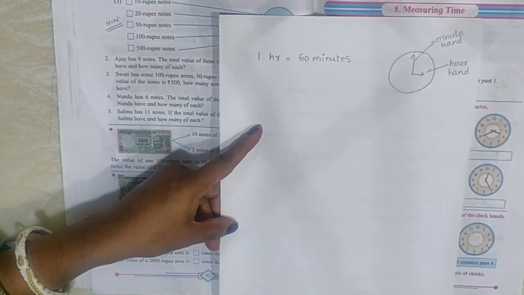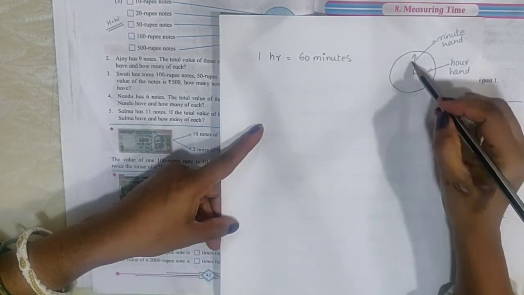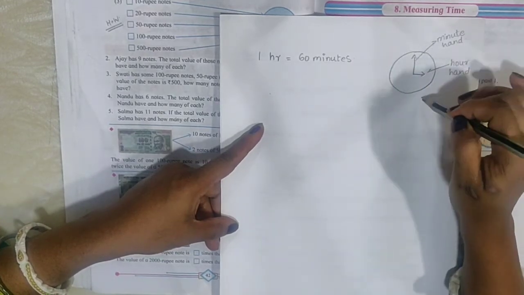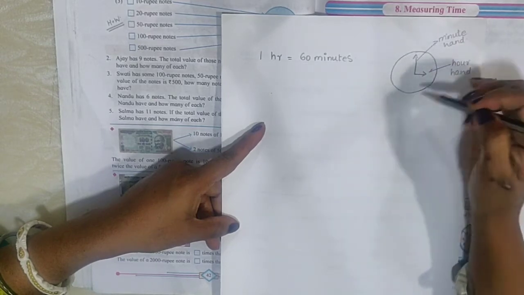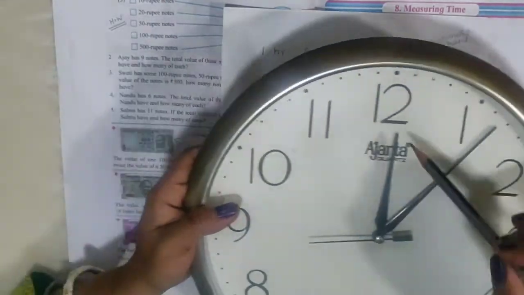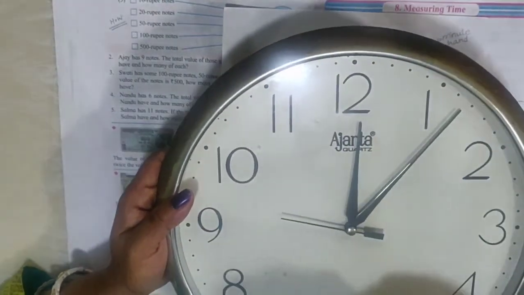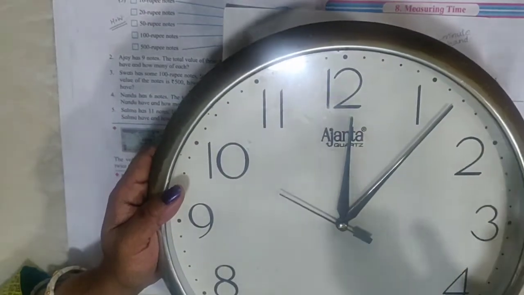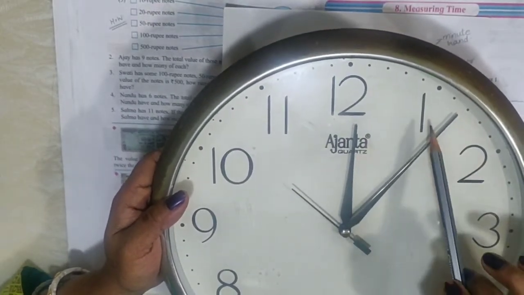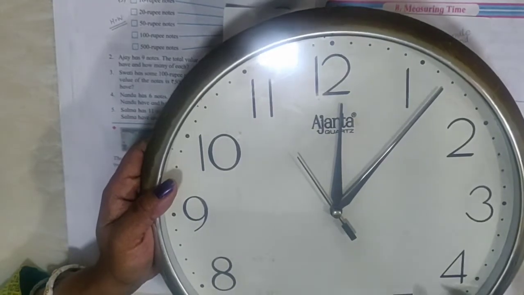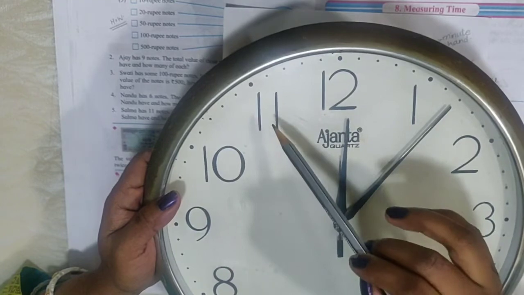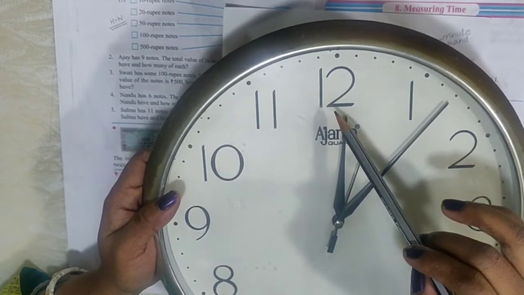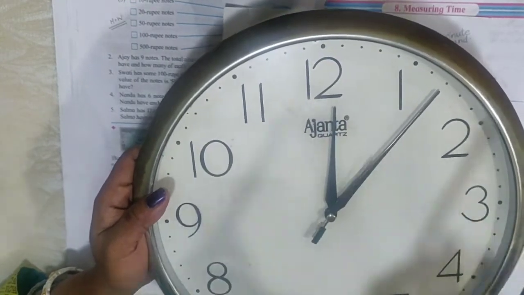Okay. So there are two main hands in the clock, and the clock always rotates clockwise. Okay, from this side. It always starts from here. It doesn't go anti-clockwise. It goes clockwise. And you have to remember the 5's table. Okay, 5, 10, 15, 20, 25, 30, 35, 40, 45, 50, 55, 60. So 1 hour has 60 minutes.